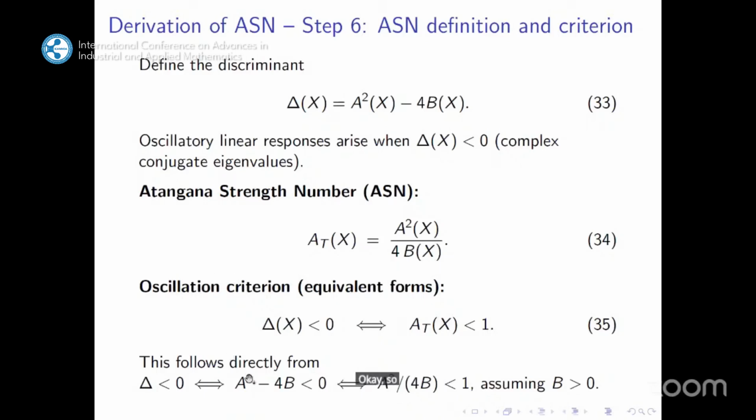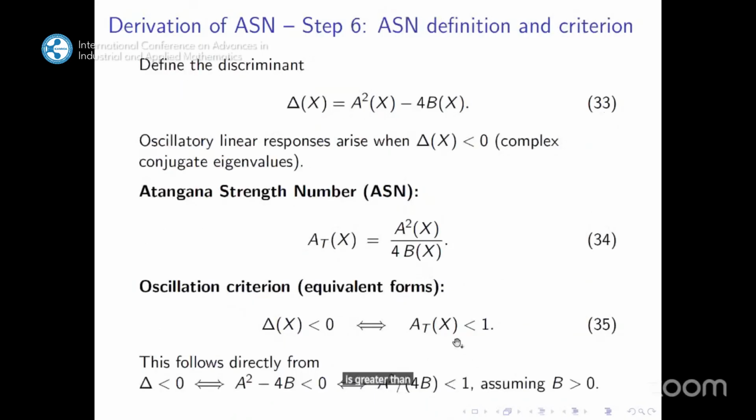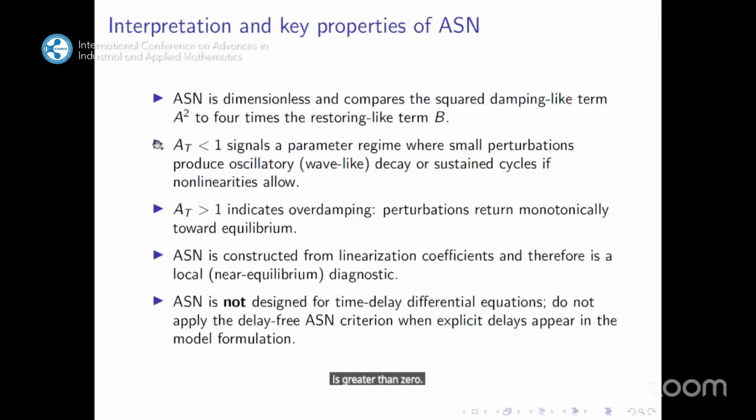Of course, it follows directly from this form that delta is less than 0 if and only if a squared minus 4b is less than 0, which also implies that a squared over 4b should be less than 1, if we assume, like I said here, that b of x is greater than 0. All right, so the interpretation of the Atangana strength number.